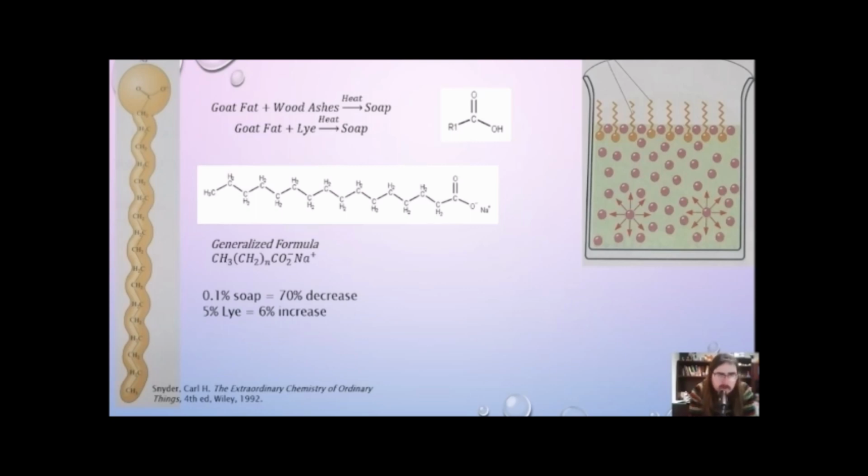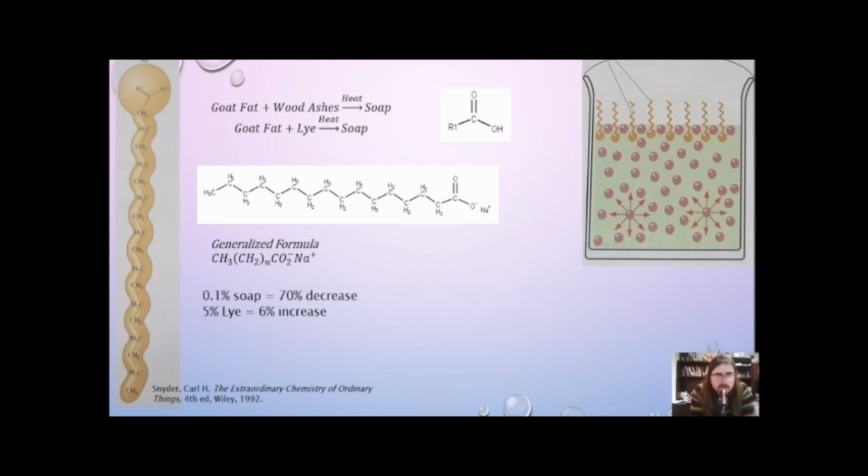Now, I've shown an example of sodium palmitate, which is a common soap we see. You see we have the carboxylic acid, we turned it into a salt, so it's a carboxylate, and we have C14 and a CH3 at the end. So we have 14 CH2 groups. This is why it's a long chain hydrocarbon. The generalized formula is just CH3(CH2)nCO2-Na+. So the chain length can vary and still be a soap. Usually this n ranges between 8 and 16.